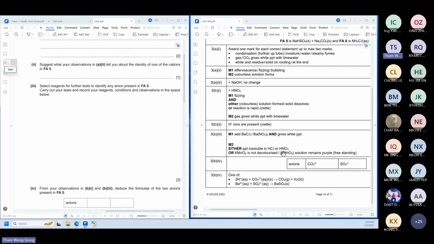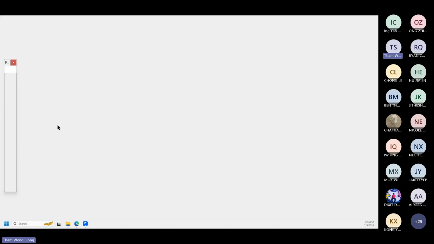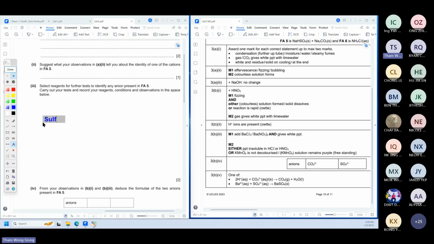Straight away you can put in the answer. Now, if let's say this is sulfate or sulfide, I recommend you use potassium permanganate to test between them, because using acid to test barium sulfate versus barium sulfide, it's very hard to see whether it is soluble or not. But with potassium permanganate, add 1 drop, 2 drops. Is the purple color gone? Purple color gone, decolorized, sulfide. Purple color not gone, sulfate. That's why they have there: potassium permanganate remains purple, not decolorized.